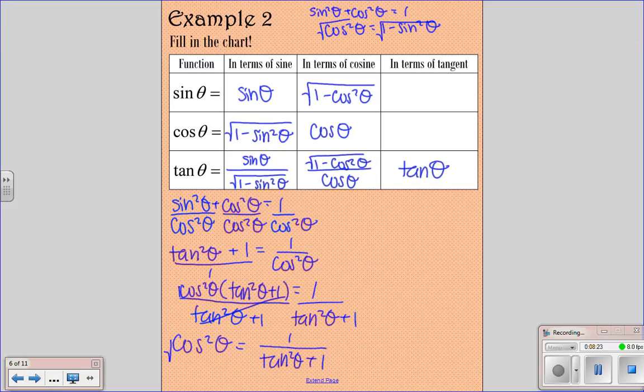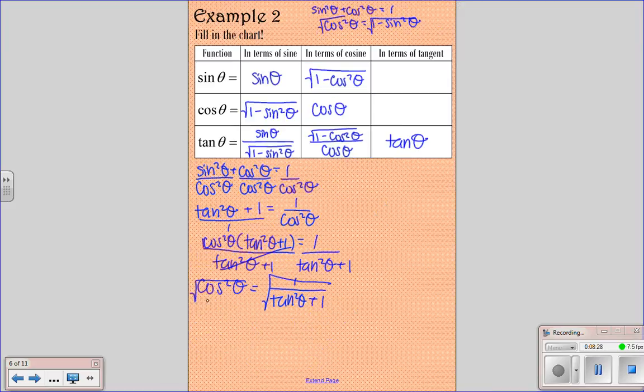Now to solve for cosine, I can take the square root of both sides. The square root of cosine squared would be just cosine. On this one, the square root of 1 is 1. And then we don't know what the square root of tangent squared theta plus 1 is, so we're just going to leave it as tangent squared theta plus 1. And so that's what cosine is in terms of tangent. I can go ahead and put that here: 1 over the square root of tangent squared theta plus 1. So that's for this one.